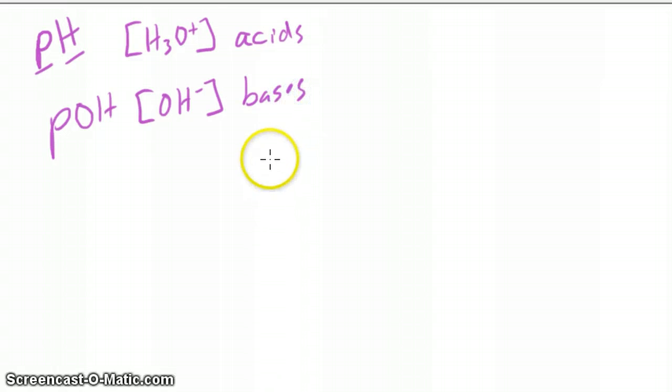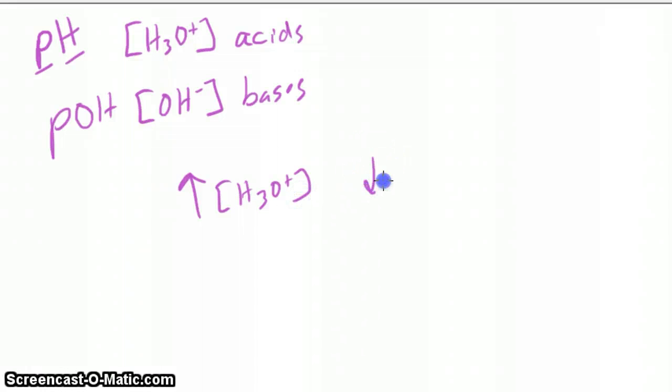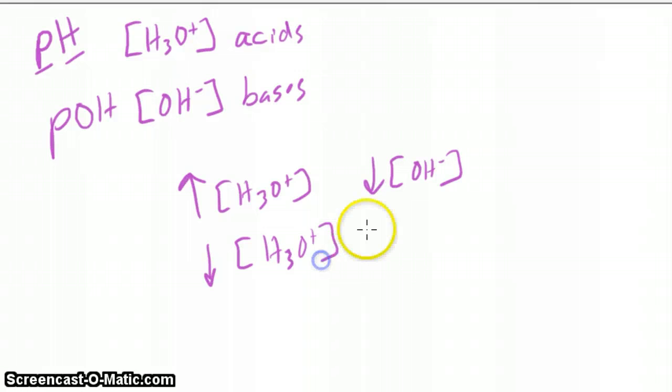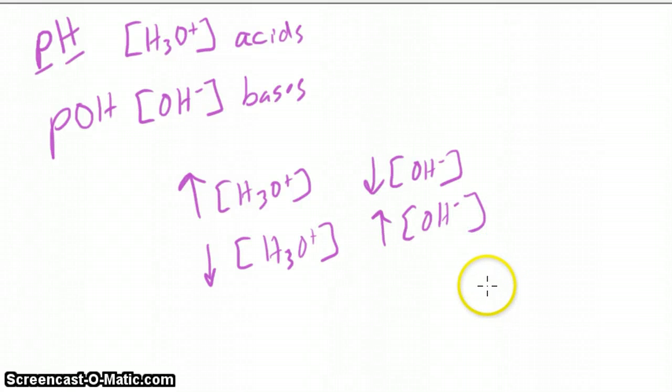And what type of substances produce hydronium? Acids. And what type produce hydroxide? Bases. But it does turn out that hydronium and hydroxide are both present in a solution simultaneously. And we talked about how as the hydronium concentration goes up, the hydroxide concentration is going to go down, and vice versa. If the hydronium concentration goes down, then the hydroxide concentration will go up. So there's a definite relationship between these two ions in a solution.